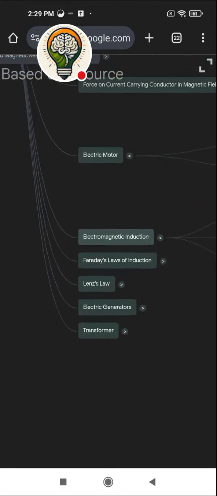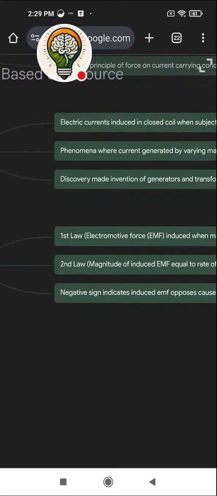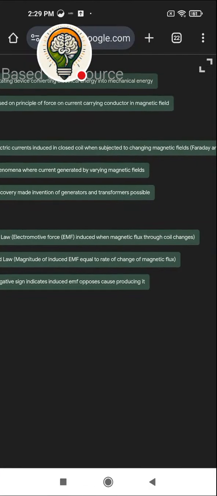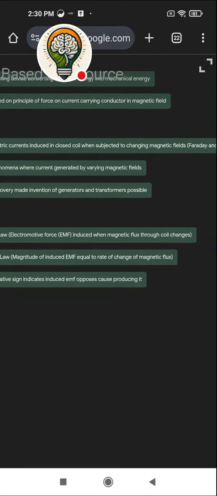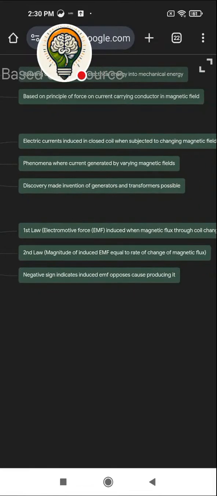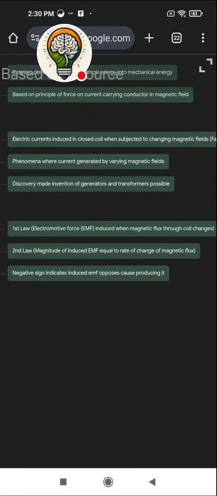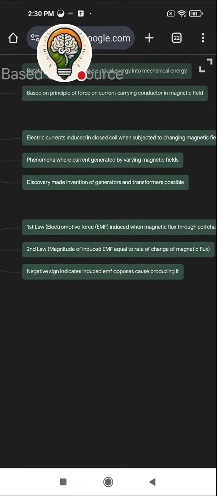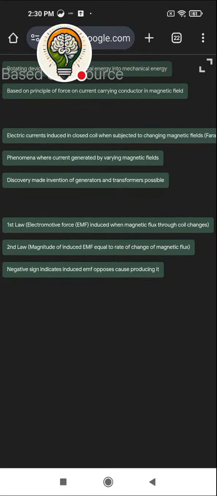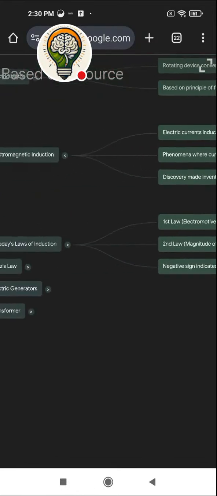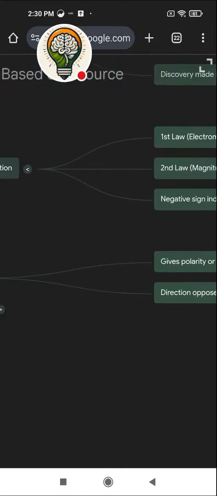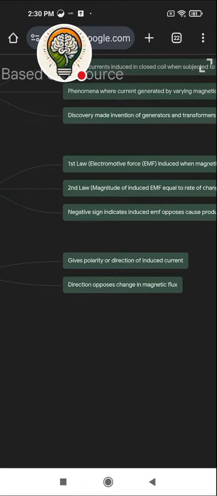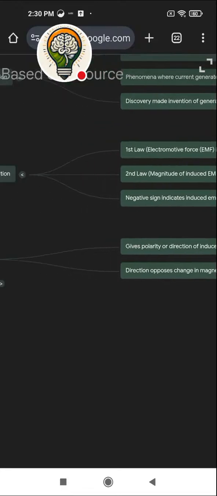Then Faraday's law of induction. First law: electromotive force, EMF, is induced when the magnetic flux through a coil changes. Second law: the magnitude of the induced EMF is equal to the rate of change of magnetic flux. The negative sign indicates that the induced EMF opposes the cause producing it. Then Lenz's law gives the polarity and direction of the induced current: the direction opposes the change in magnetic flux.